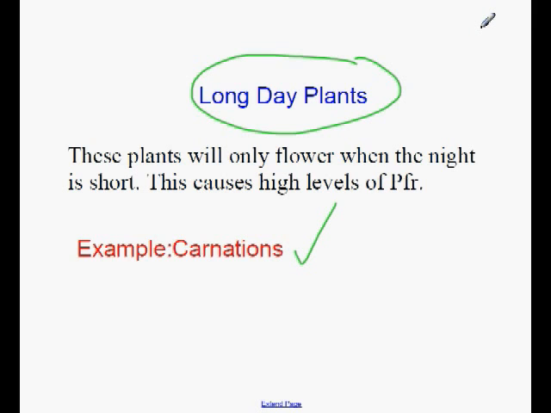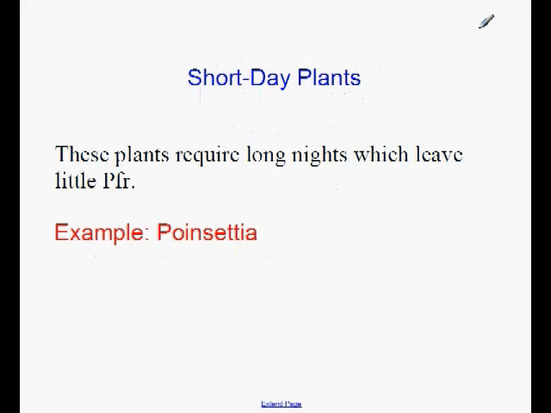But there are some plants that actually bloom when there are low levels of PFR. In other words, when the day is relatively short. So they're called short day plants. Very little of the PR is converted to PFR, and those low levels then cause blooming in plants that are short day, like a poinsettia.